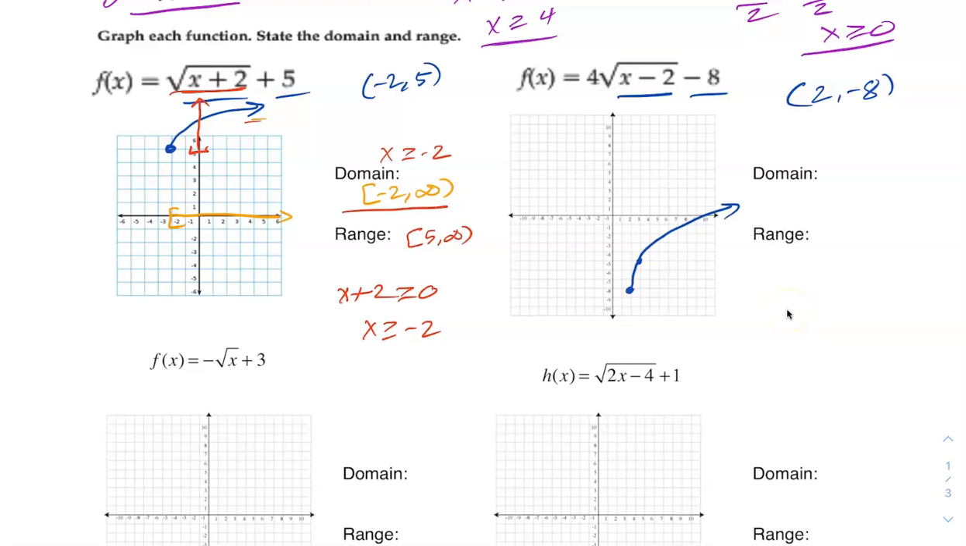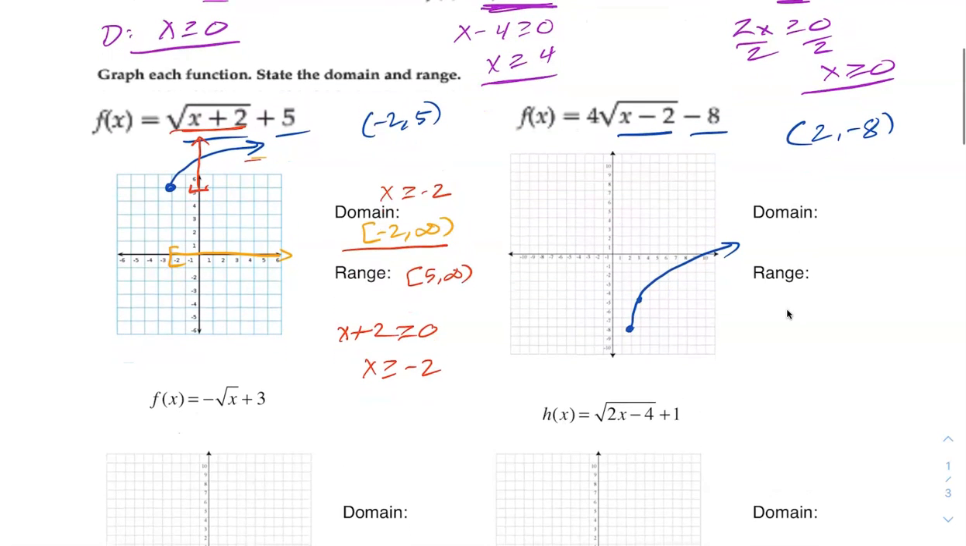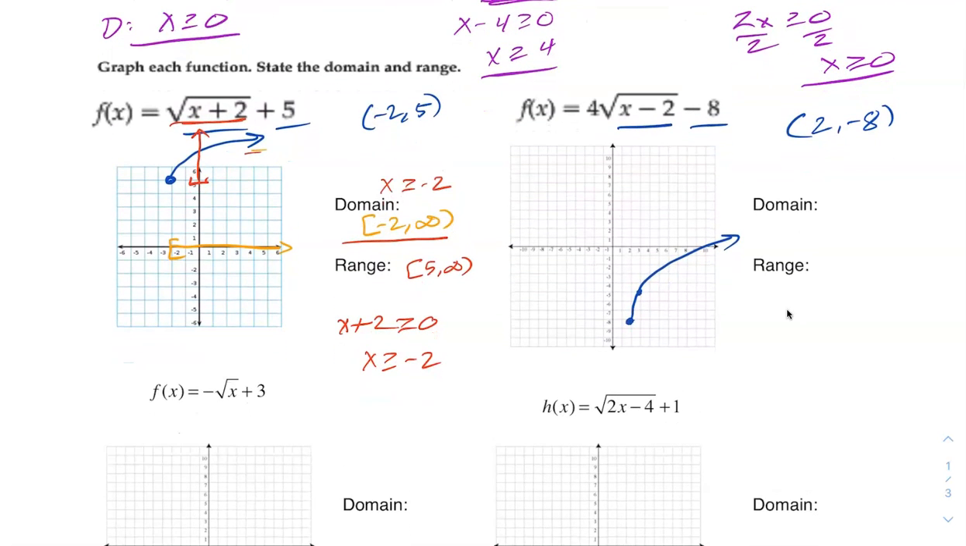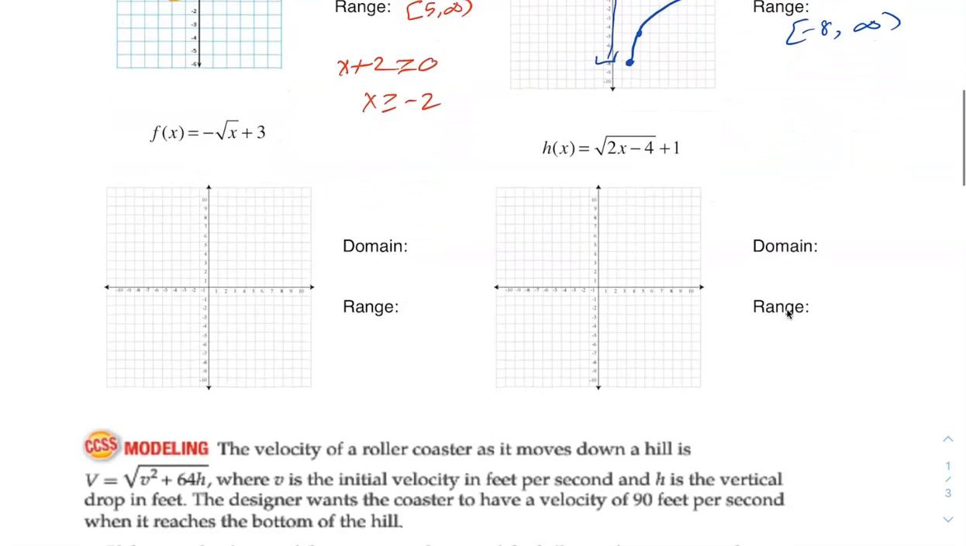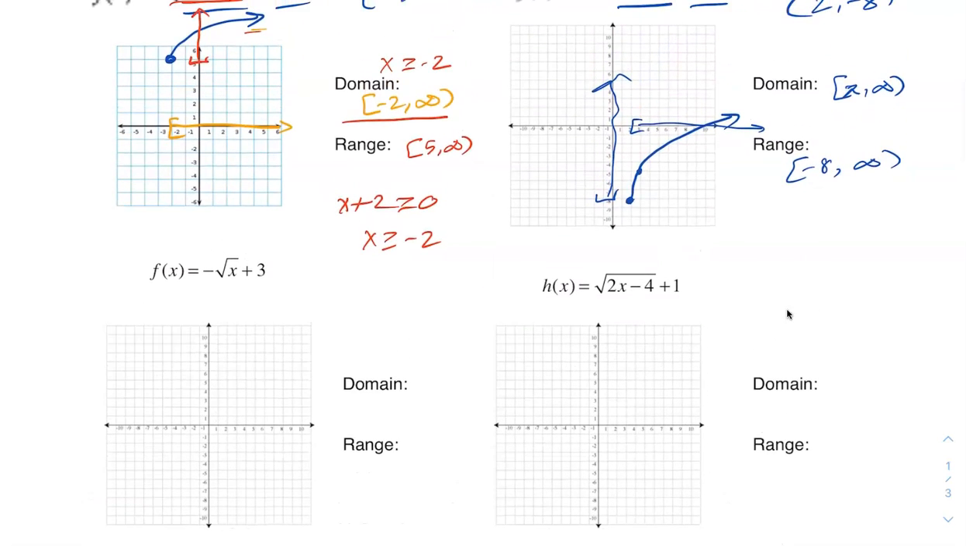What's my domain? Domain is from lowest to highest, so from 2 all the way to infinity. And then my range, my lowest is right here, negative 8, and you go all the way to infinity because of the arrows. So there's my domain, there's my range. I should do those in different colors. I don't like the fact that these are here because that's not part of the graph. All right, so just like that.